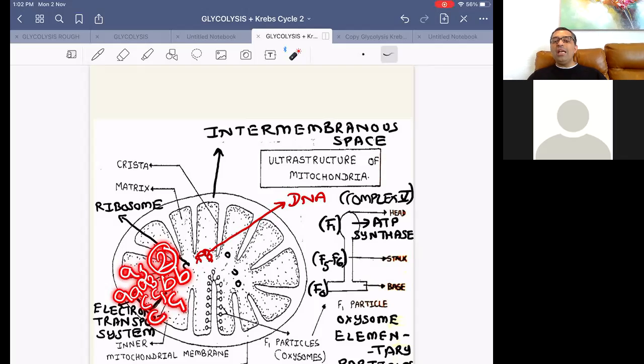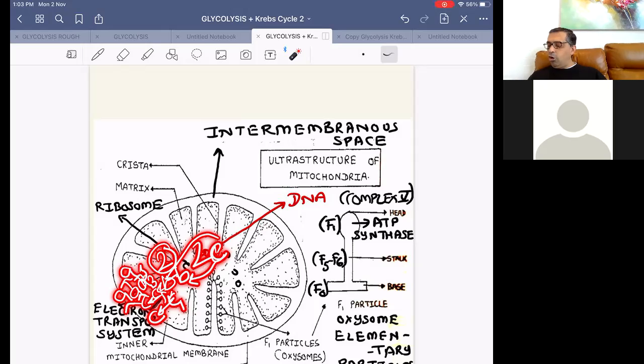And each electron will go to one B, the other electron will go to another B, and from B it will pass to C1, from C1 it will pass to C, from C it will pass to A, from A it will pass through A3, and that is the way the electron transport system will take place.